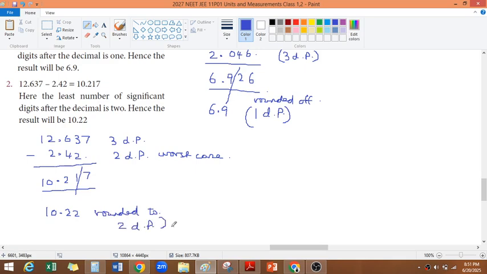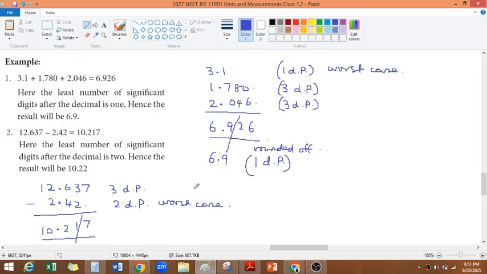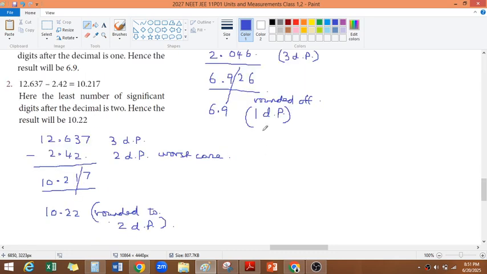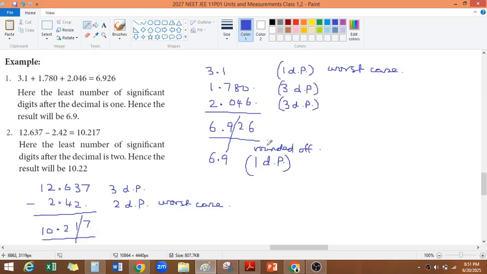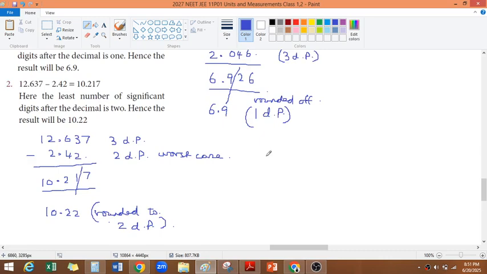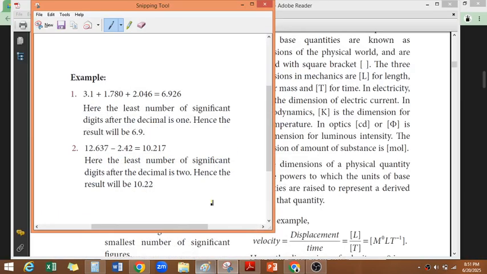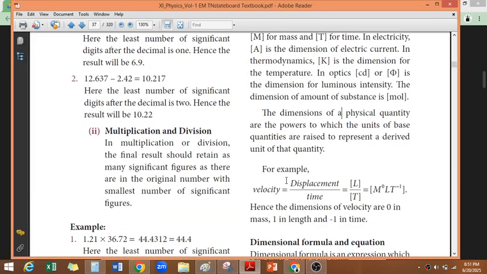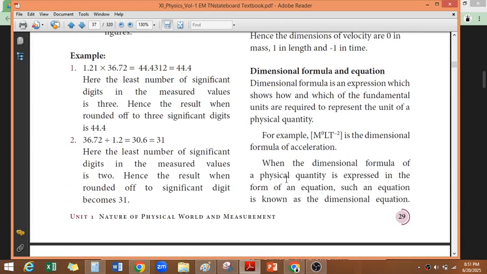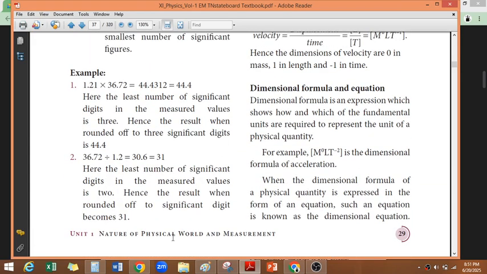Then why did we study significant figures, sir? That is only for multiplication and division. In addition and subtraction, you have to check only the decimal point and round it off to the worst case decimal point. So let's take the examples here.